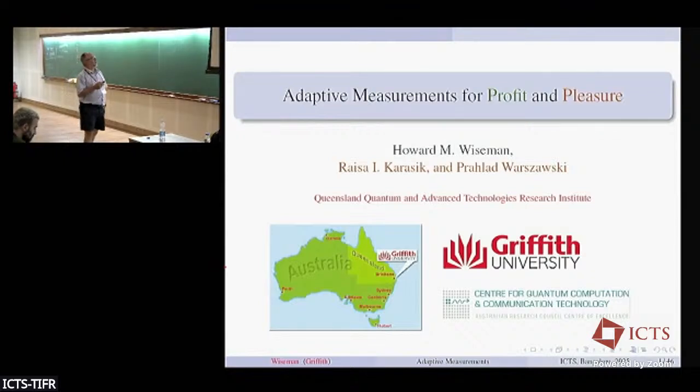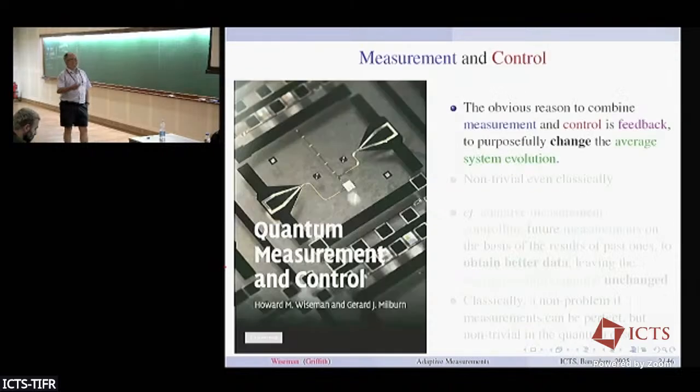So the topic is adaptive measurements for profit and pleasure. And these two are associated with the pleasure part, and I'll explain what I mean by that as we go. Okay, so I want to begin by explaining this notion of adaptive measurements.